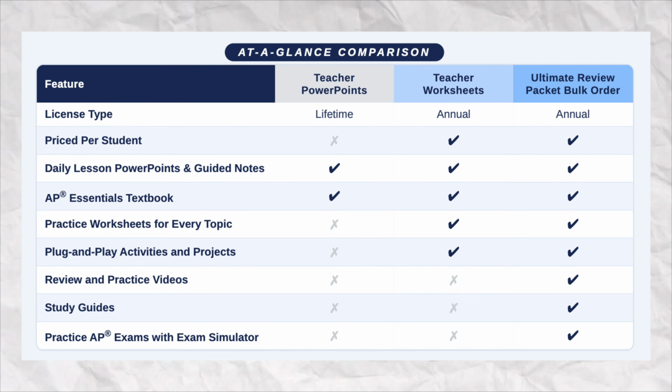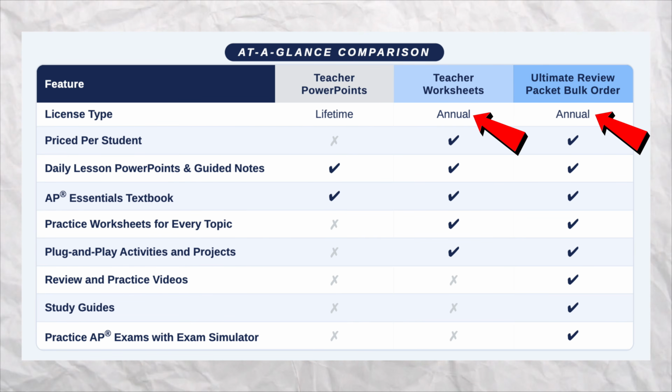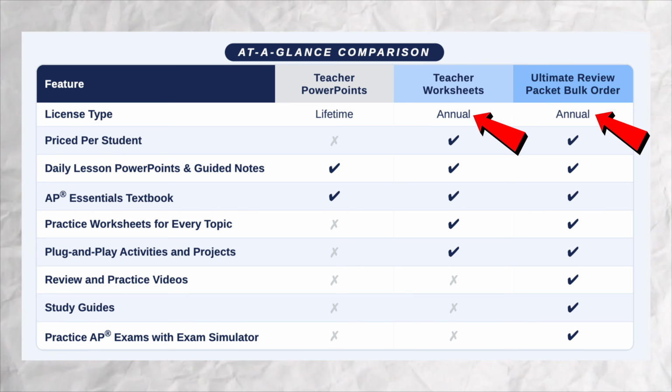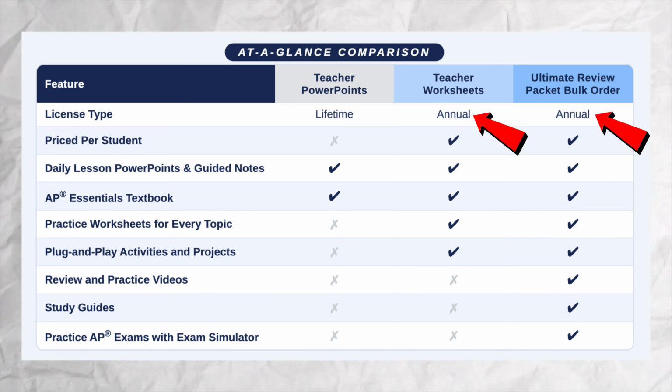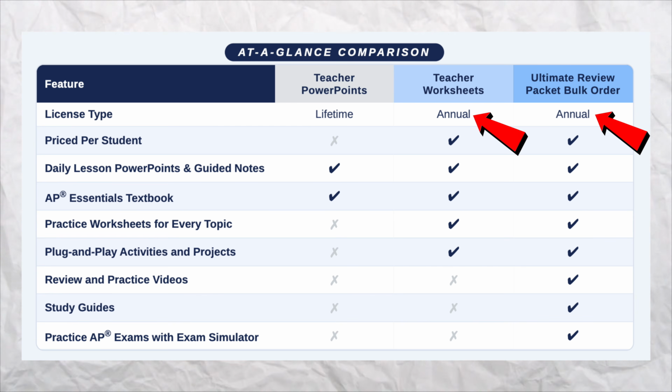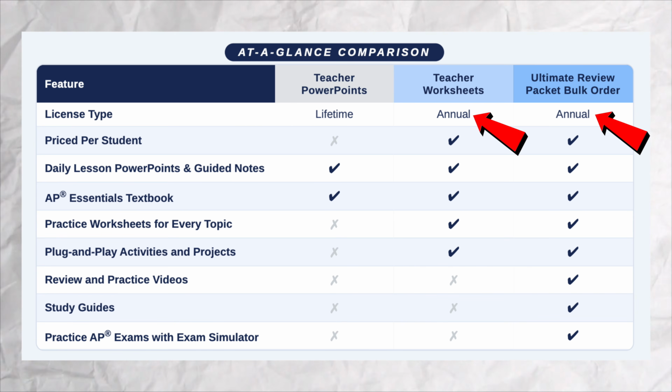Now, the teacher worksheets and the ultimate review packet are different. These are sold with an annual license based on the number of student users. So if you have a small class, it's cheaper. If you have a really big class, it's more expensive. And most importantly, if you want to use those resources every single year, you have to renew your annual license.